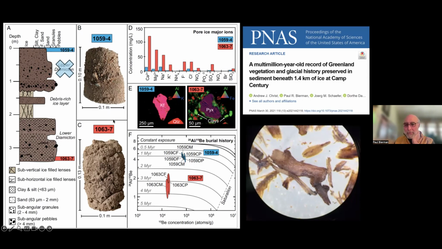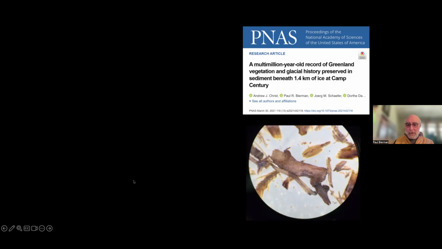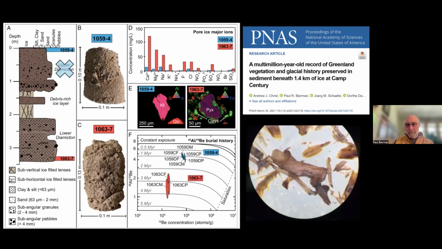We could, at that point, start to put some numbers on them. So from the beryllium aluminum work, and I'm not going to go into depth on this, but this is what's called a two isotope diagram. We can infer time of burial. And for the lower unit, we can infer that this was buried no more than 3 million years because of its very low beryllium and aluminum ratio. The upper unit was buried no more than 1 million years.